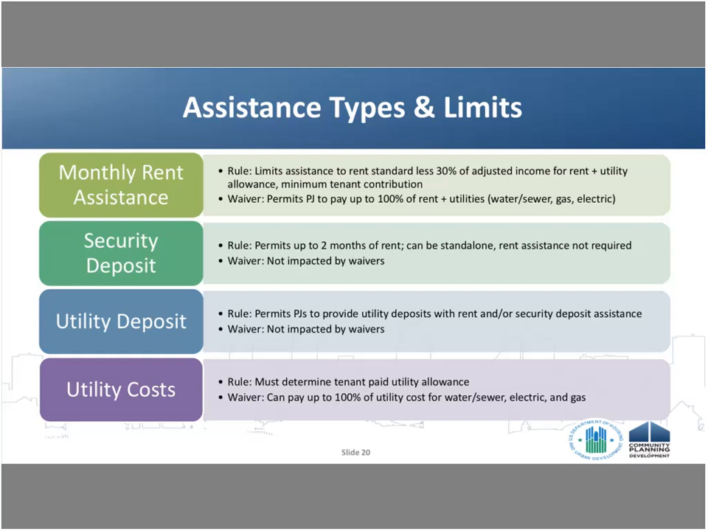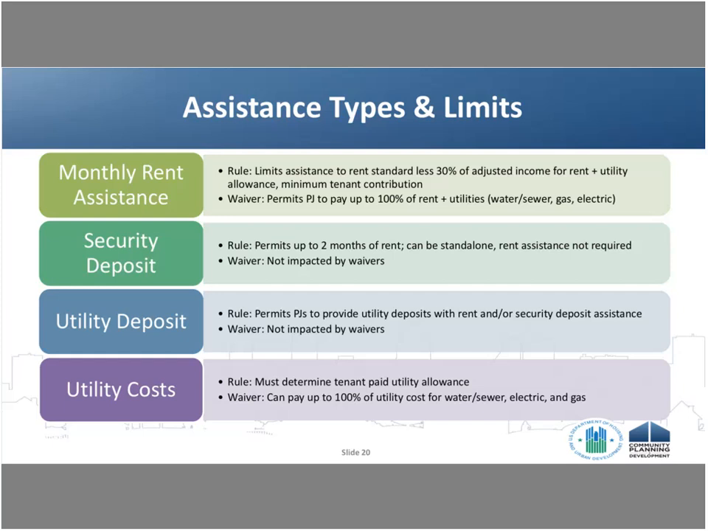Security deposits by rule are limited to 2 times the monthly rent, but I would remind you that in some states, state law may limit those further. For example, in my home state of Michigan, the maximum security deposit that a landlord can require is 1.5 times the monthly rent. The waivers really don't change anything about security deposits or utility deposits, so if these are going to be included in your emergency program, those specific aspects of your program will really look no different than they normally would.